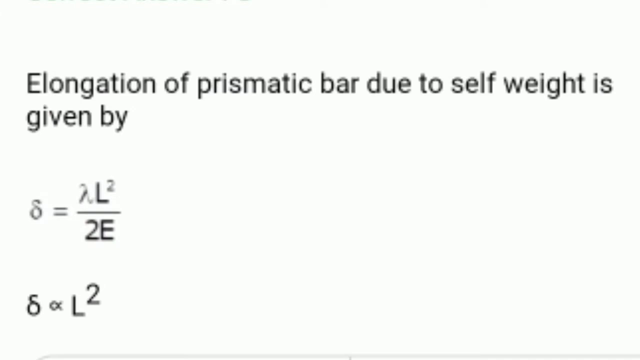Elongation of prismatic bar due to self weight is given by delta is equal to lambda L square by 2E. Delta is directly proportional to L square. This equation is satisfied with the parabolic curve. That's why the elongation of the prismatic bar varies parabolically.